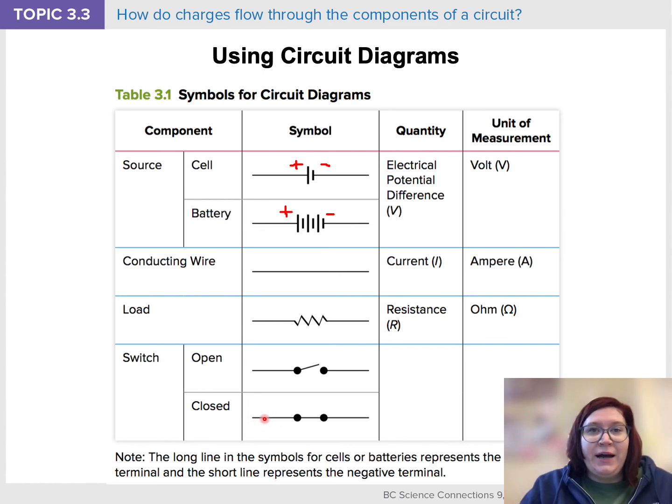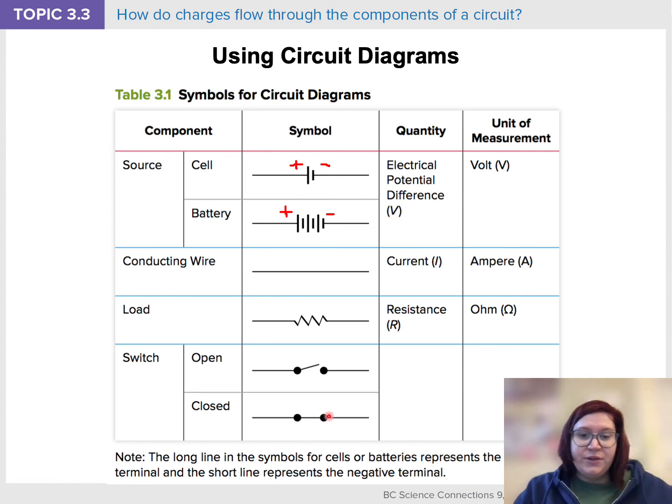Switches you draw as 2 dots with a little kind of like a doorway in between them. An open switch looks like this. The line does not touch the dot, and closed has a line connecting the 2 dots. So we can use these symbols instead of having to sketch things in our circuit.